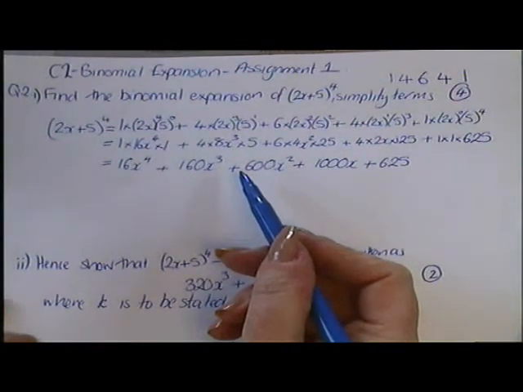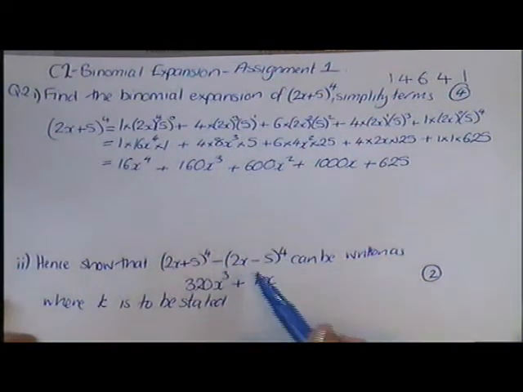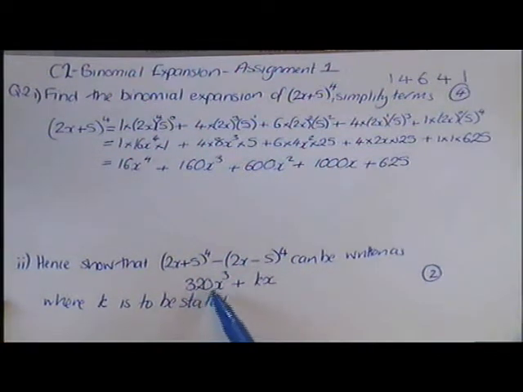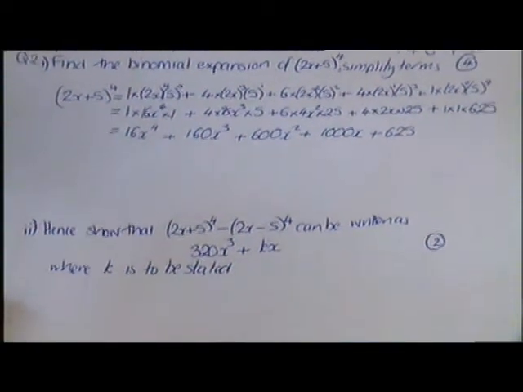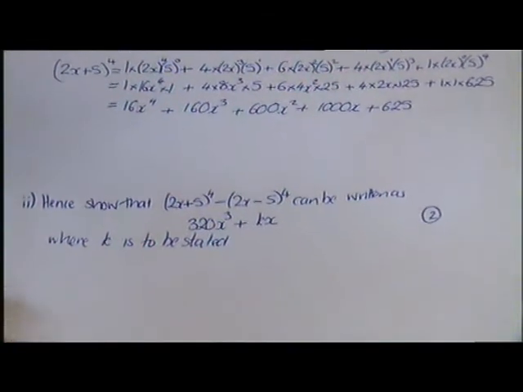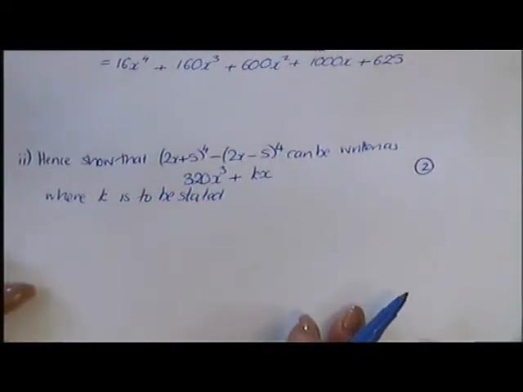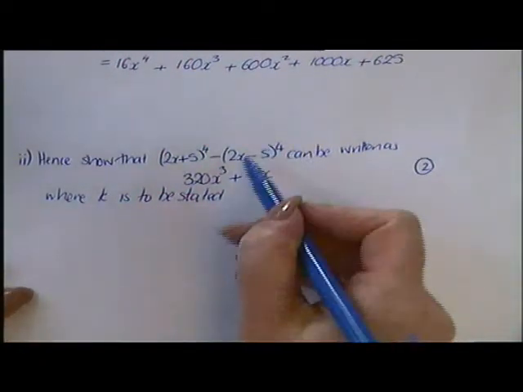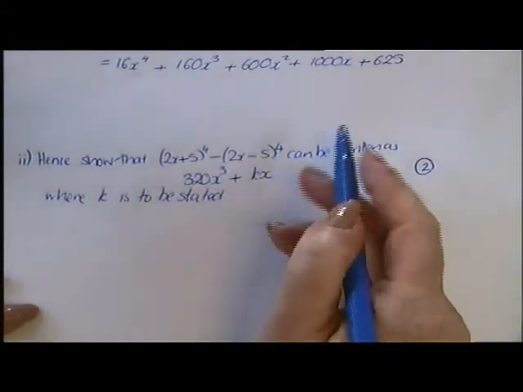So we're using this part of the question, and then we have to do the subtraction of (2x - 5)^4, and we need to show that this can be written as 320x cubed plus kx, and we've been asked to find out what the k value is. So from our expansion that we have above, I'm going to move it up slightly, so I can just see what I'm left with. I'm going to have a look at what this part is with the negative.